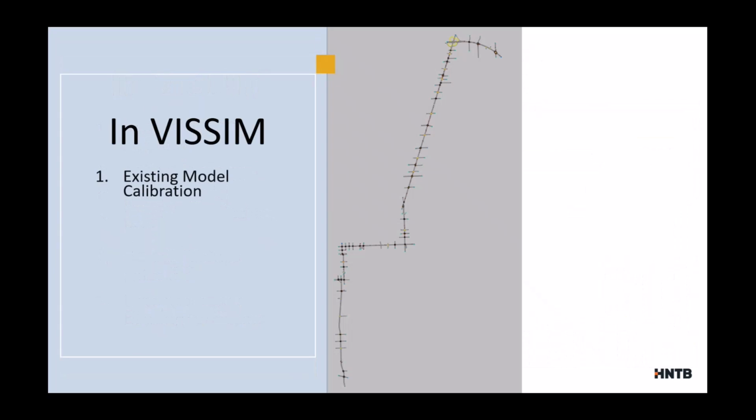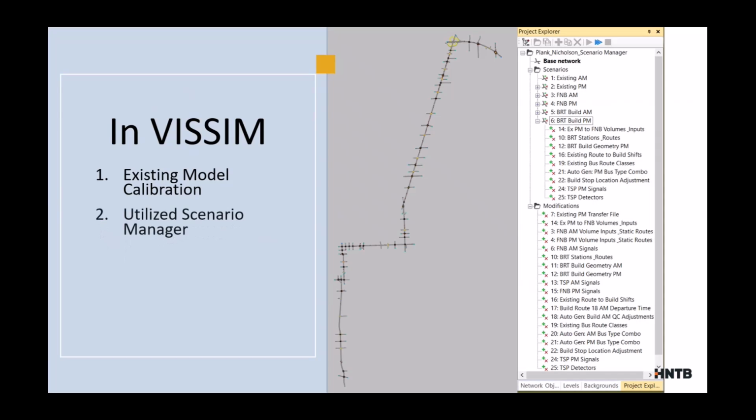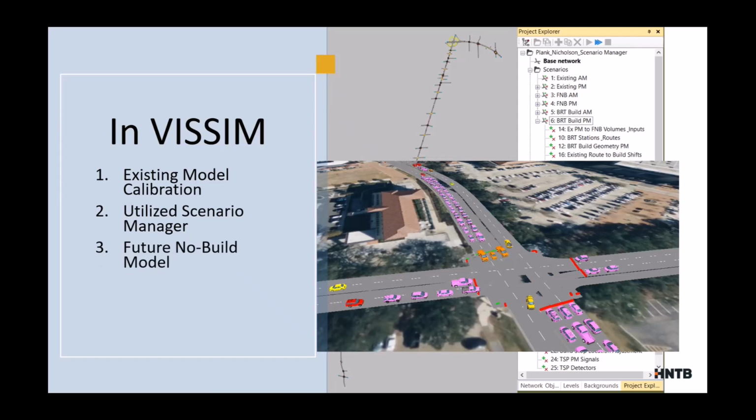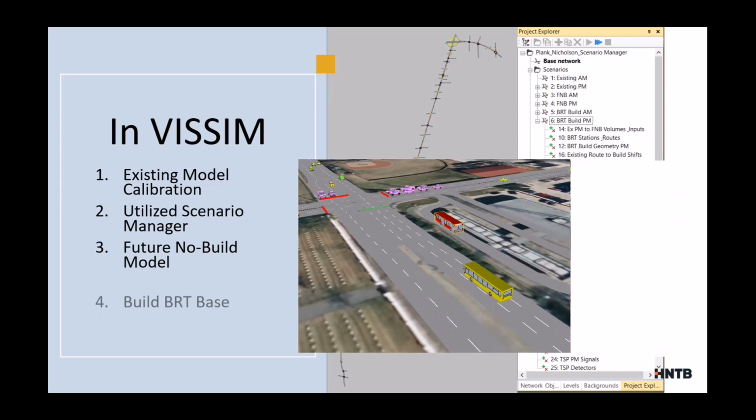So then in Visum, like I said, we did our existing model calibration. Here's an image of our full corridor from the north to the south at the LSU campus. We then utilized the scenario manager for all of our future scenarios. You can see all our scenarios and our different modifications there beneath. We developed our future no build model, so we used some optimized timings for the future no build to try to improve the queues that were occurring down on the south end. You can see here where it's continuing to get worse still.